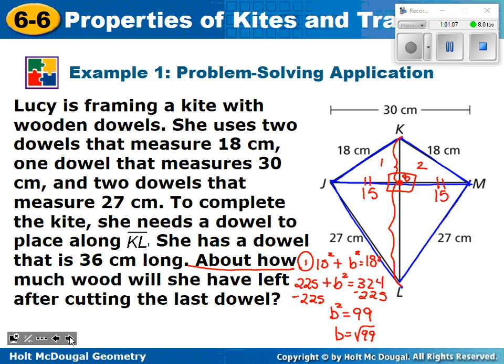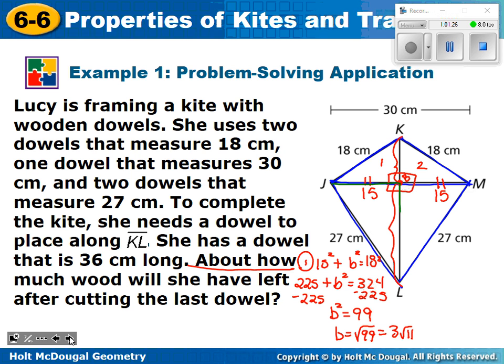Let's simplify it first just to practice. So what is the square root of 99 without a calculator? Okay, so it should be 3 square roots of 11, right? If we had to leave it exact, we should be able to get 3 square roots of 11. Agreed? Okay, now let's go and do it again for the other triangle.